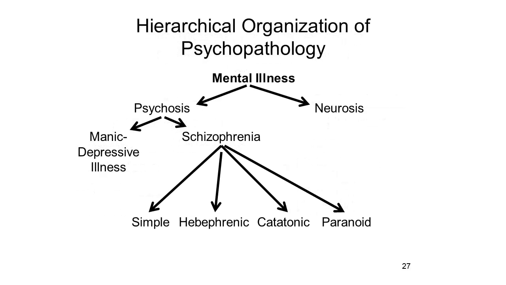The result was a nested hierarchy, just like the ones we're familiar with from the lecture on categorization. There were two major forms of mental illness, psychosis and neurosis. Two major forms of psychosis, manic depressive illness and schizophrenia, and four forms of schizophrenia, simple, hebephrenic, catatonic, and paranoid. Each subcategory was created by adding one or more defining features, thus forming a nested hierarchy. Within a particular level, there were sharp boundaries between adjacent categories.